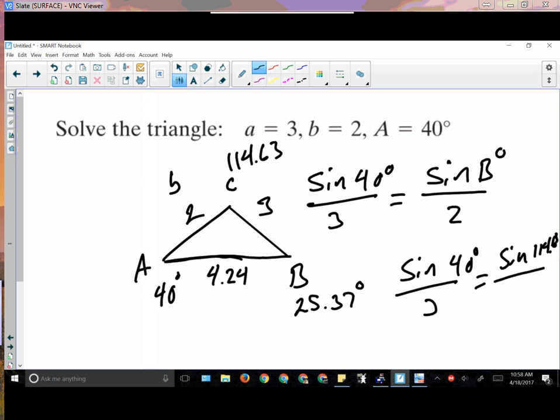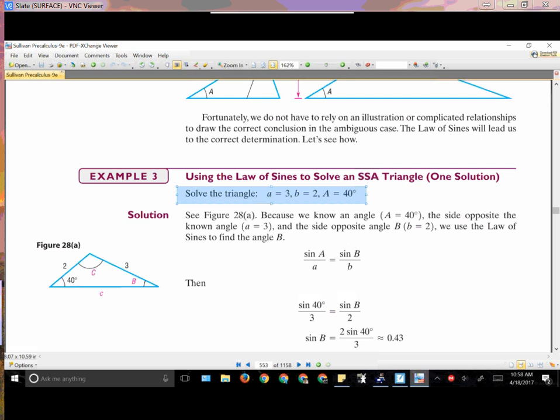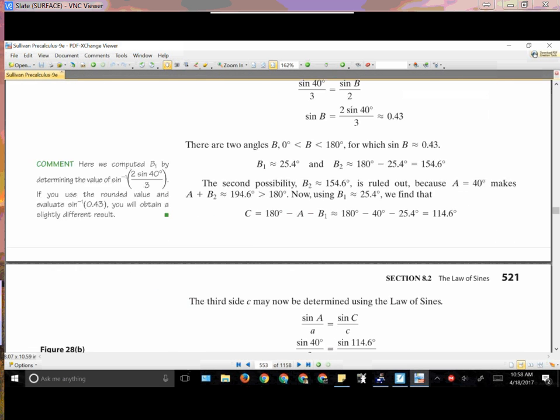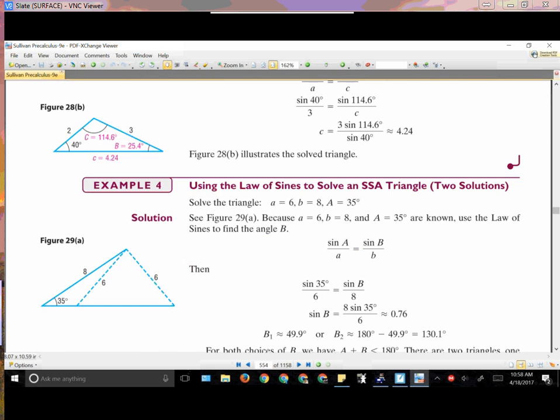Now, does this seem reasonable? Is the largest side opposite the largest angle? And we've got that ratio established, so far so good. So that is one of the concerns that you need to make sure that you have in mind when you're working through these things.